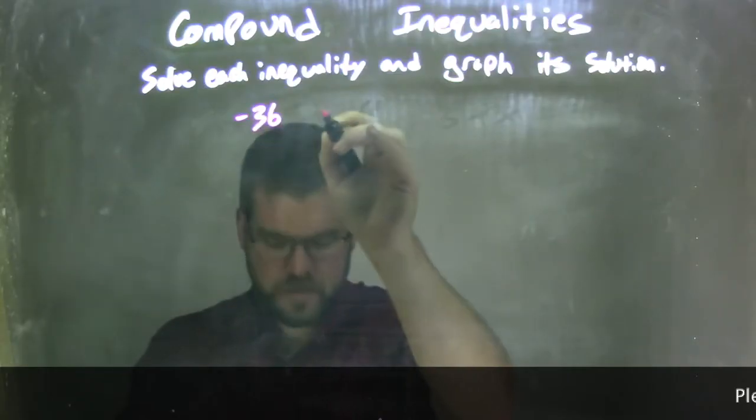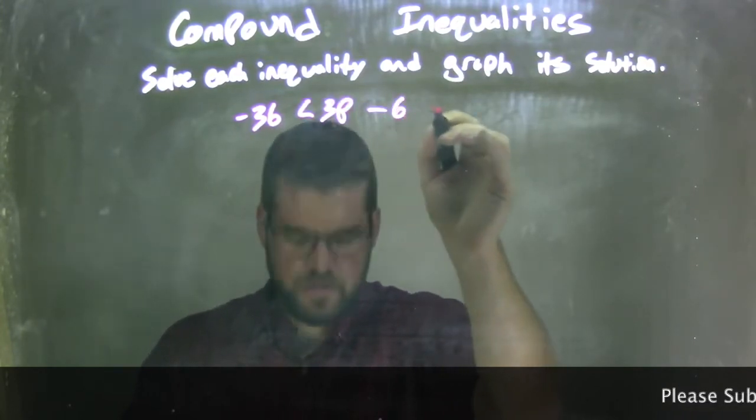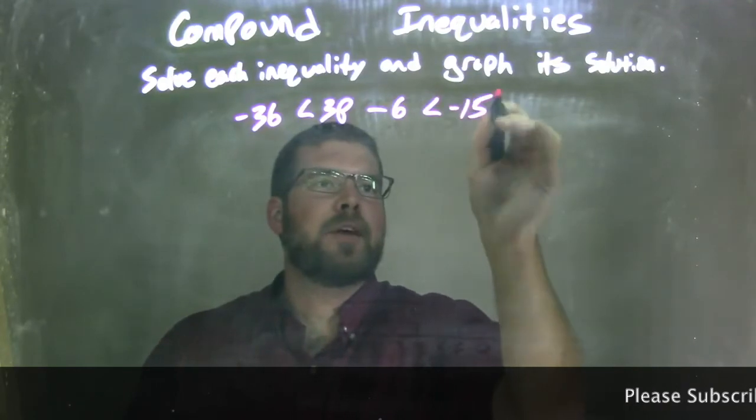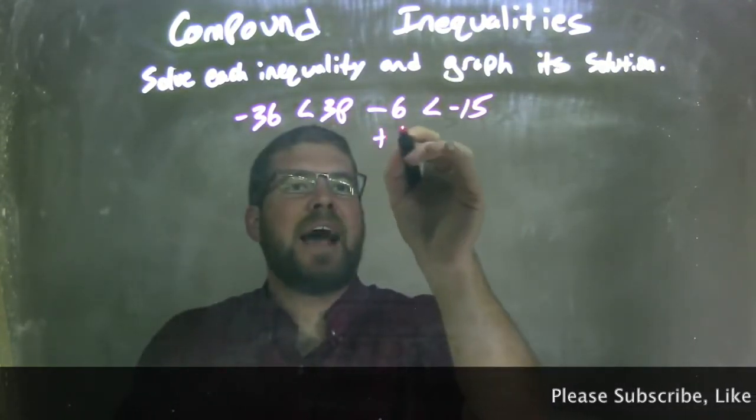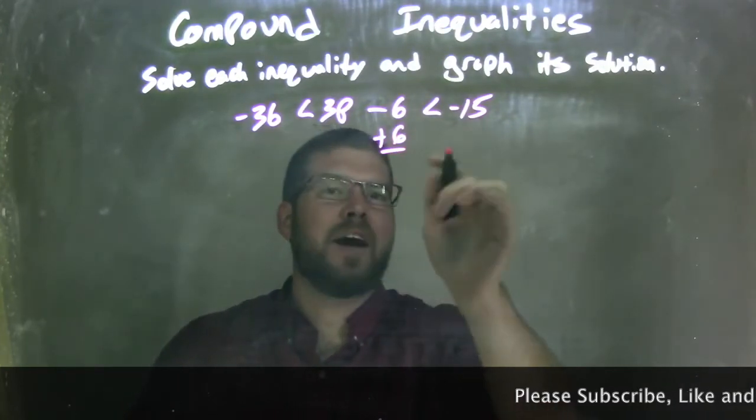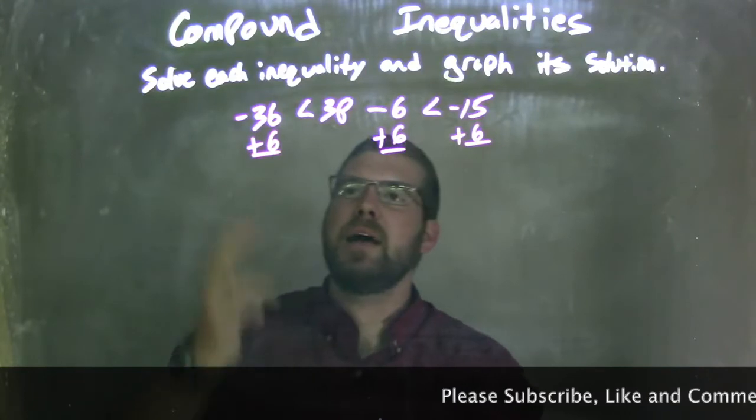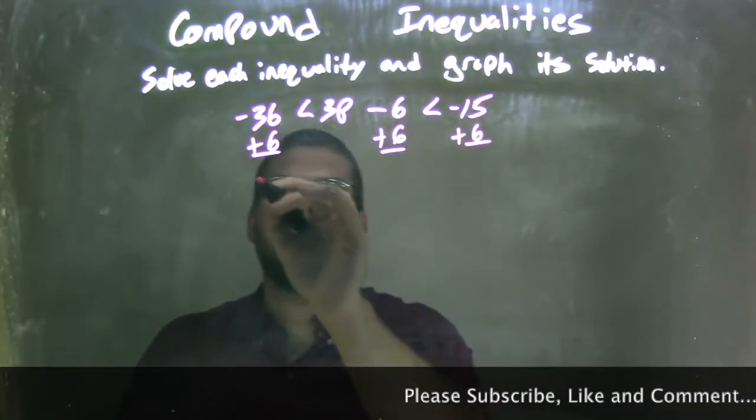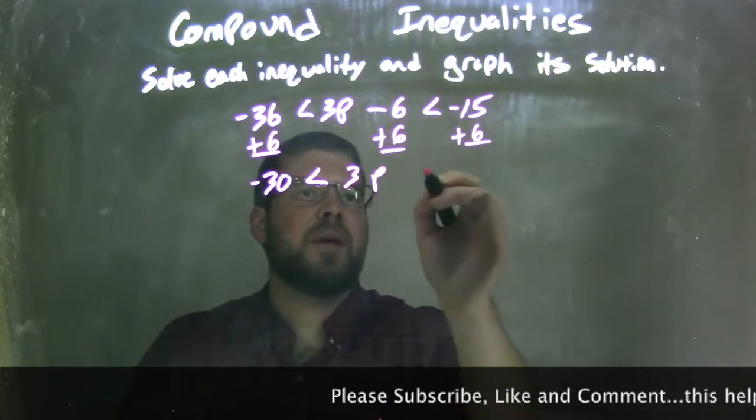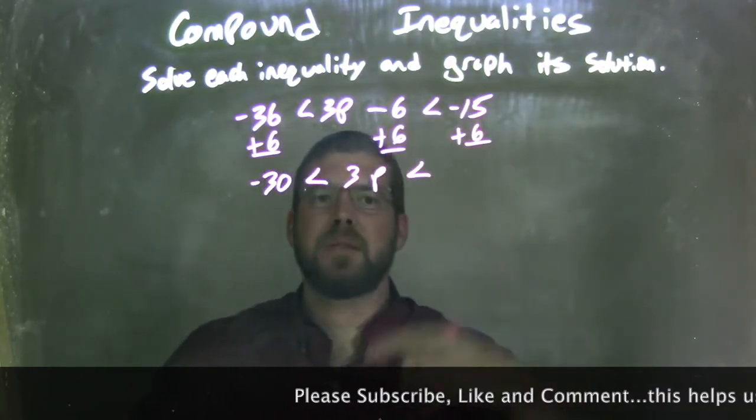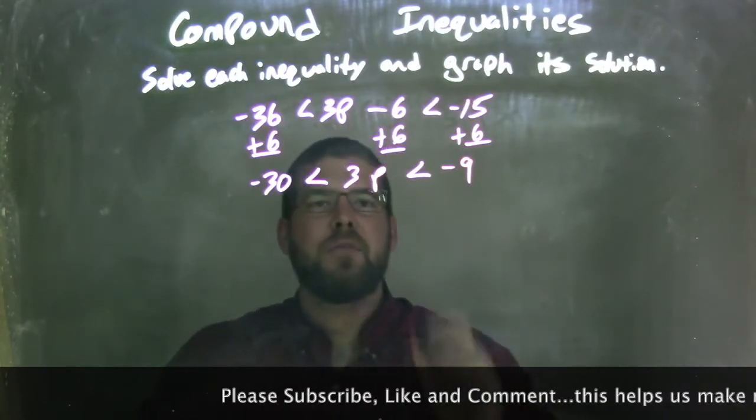Negative 36 is less than 3p minus 6, which is less than negative 15. Okay? Well, my first step is I'm going to add a 6. And when I add a 6, I'm not going to just do both sides, but all sides. So I'm going to add a 6 here, and I'm going to add a 6 here as well. Negative 36 plus 6 is a negative 30. And that's less than whatever's on the inside, which is 3p now, which is less than negative 15 plus 6, which is negative 9.